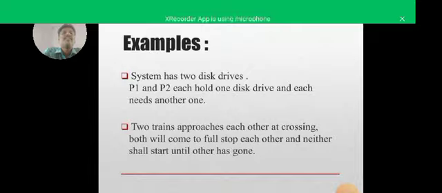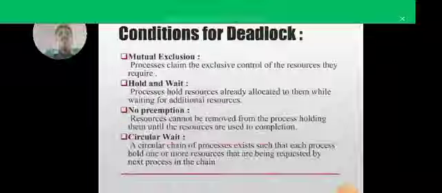Here is the example. System has two disks, P1 and P2. Each holds one disk drive and each needs another one. Then another example, two trains approach each other at a crossing. Both will come to a full stop and neither shall start until the other has gone.